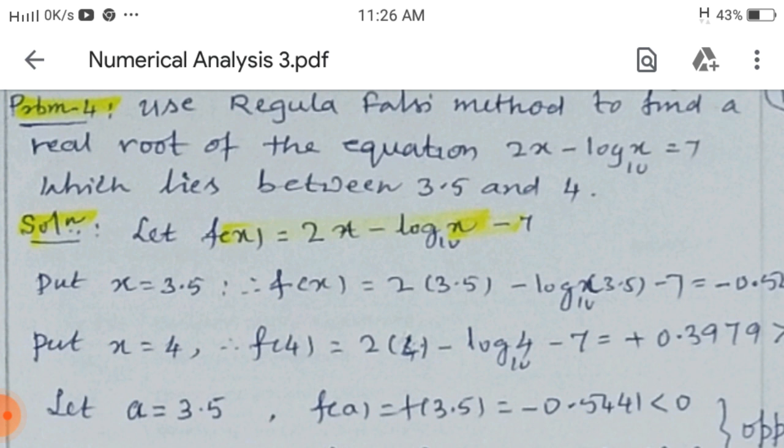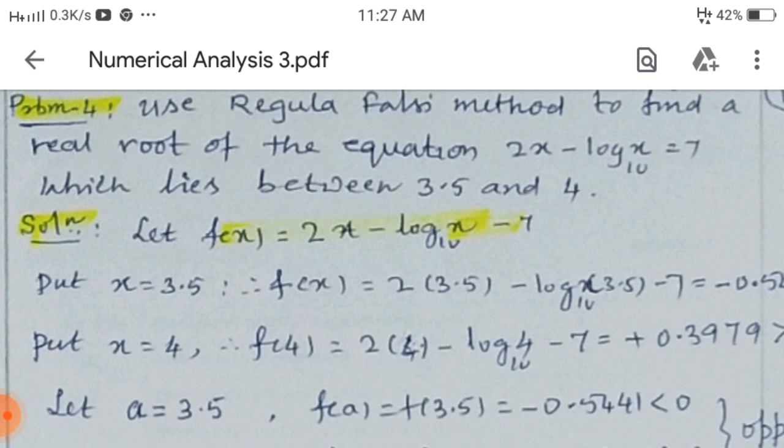Answer: let f of x is equal to 2x minus log x to the base 10 minus 7. The initial approximations are given: 3.5 and 4. The root lies between these two. Remember, the root always lies between any two successive values of x that have opposite signs. Just be sure whether f of 3.5 is negative or positive and f of 4 is positive or negative.